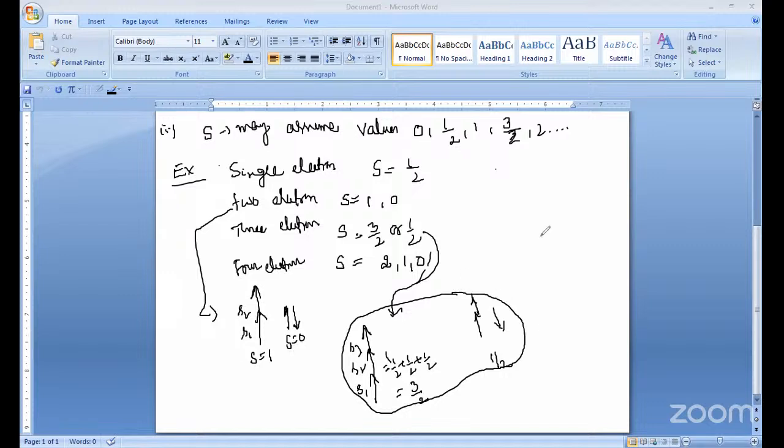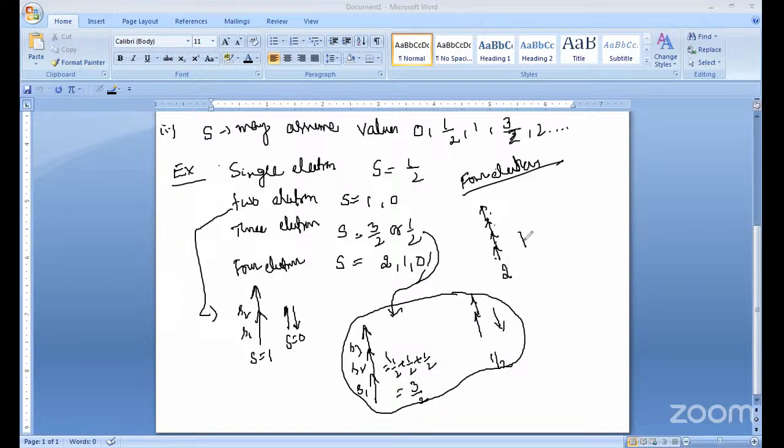In the case of the 4-electron systems, we said that S might take the values of 2, 1, 0, 1. Suppose all the 4 electrons are in the same direction. So you are going to get plus half, another plus half. Total, it is going to be combined, and you are going to get 2.